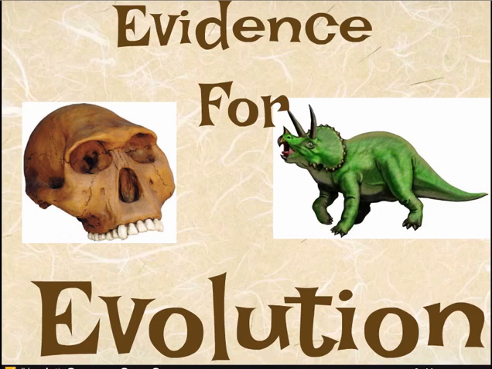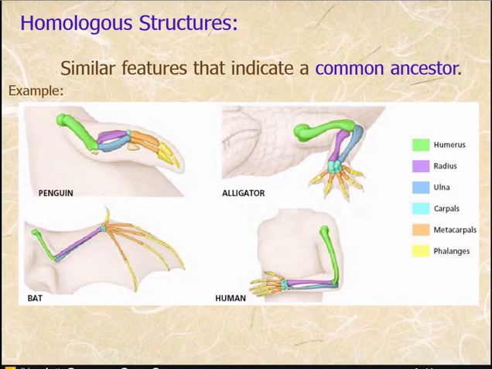Okay, in this screencast, we're going to talk about what scientists have found over the years that seems to support the theory of evolution. The first and probably most common example of evidence for evolution is called homologous structures. Remember that the prefix homo means same. Homologous structures are features that are similar in different organisms that might just indicate a common ancestor.